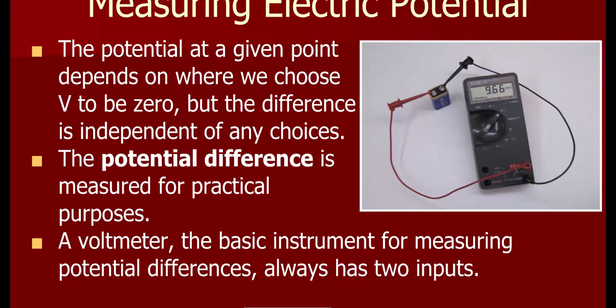So the potential at a given point depends on where we choose V to be 0, but the difference is independent of any choices. And again, you can subtract the 2. The potential difference is measured for practical purposes, and we use a voltmeter. Voltmeters are nice and easy to use. You pretty much just turn them on and say, I want to measure voltage, and then plug the 2 leads in wherever you want to find the difference.